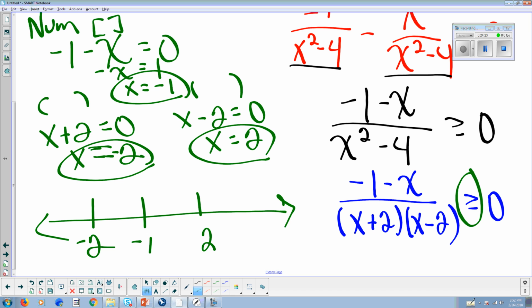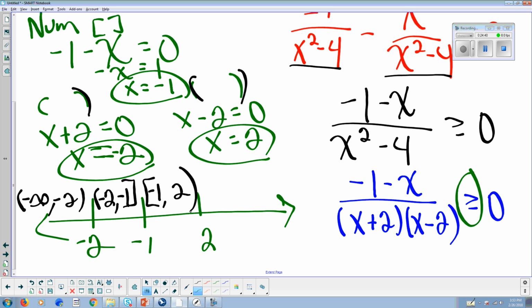So my intervals that I create are from negative infinity to negative 2. Negative 2 gets a curvy. From negative 2 to negative 1 gets a square. From negative 1 to positive 2 gets a curvy. And from 2 to infinity. And I'm going to test, just as I did all of the others. And I am not going to do that here. I'm going to leave that for you to do on your own. Substitute numbers from each interval and decide if you accept or reject each.